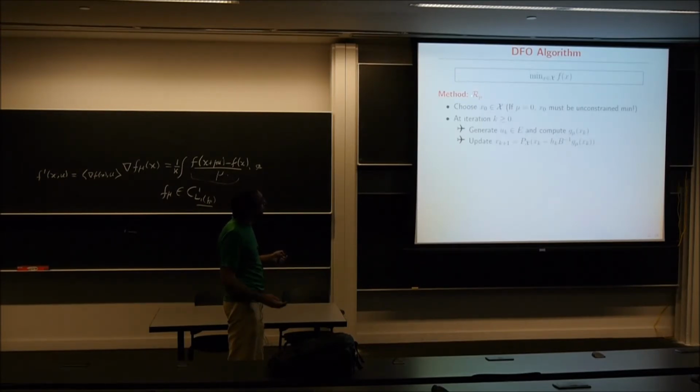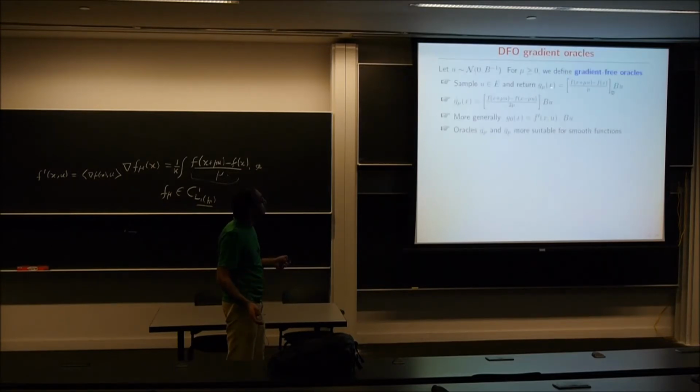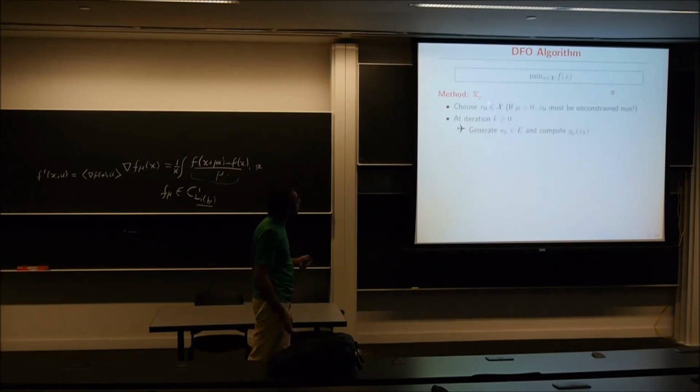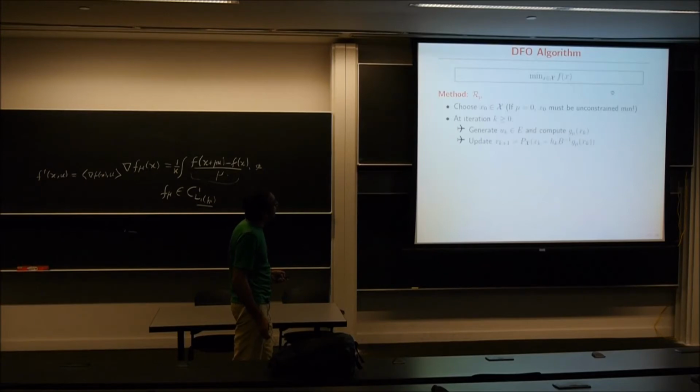R of mu is just a randomized oracle parameterized by mu. If mu is equal to 0, then we are using the directional derivative. If mu is non-zero, then we are using one of these guys. So that's the method. R of mu uses that. So R of 0 is the one with the directional derivative.